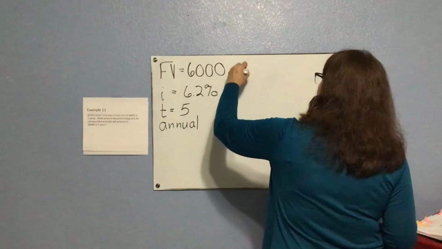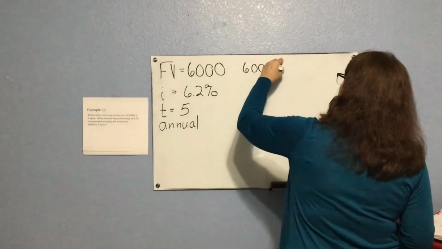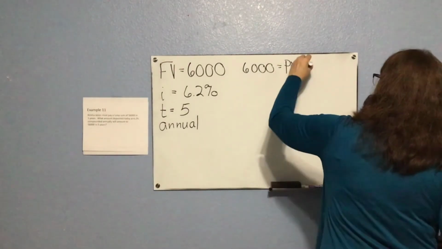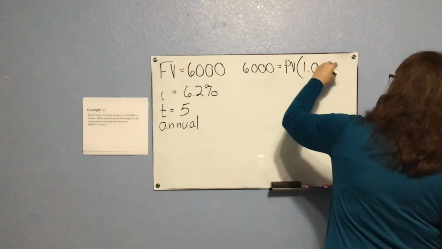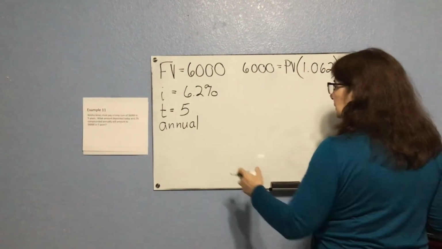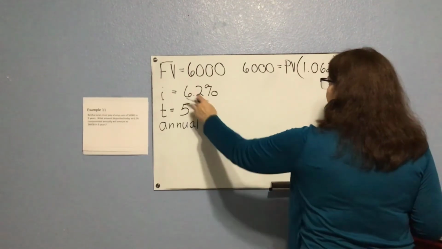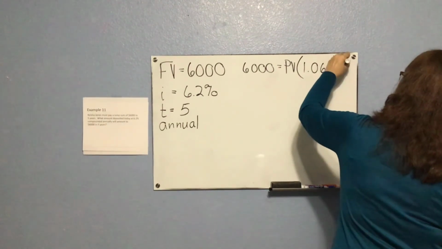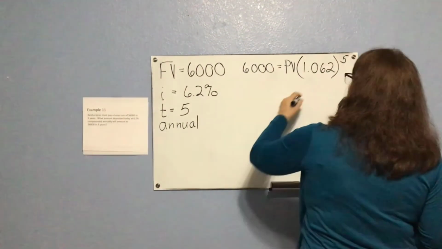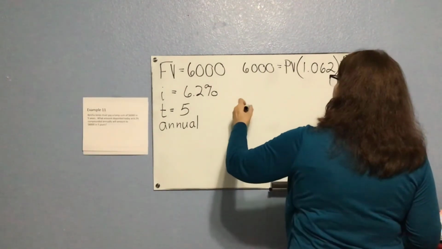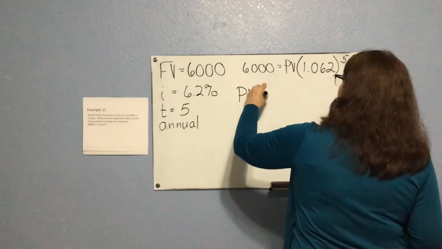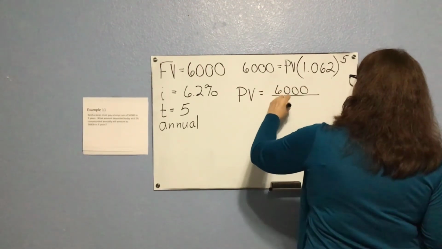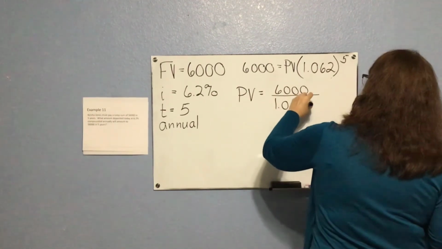Okay, so we're going to have 6,000 is equal to our present value, which we don't know, times 1.062. Since we're using annual compounding, you can just add 1 to this, and we want to know what's going to happen in 5 years. So now we can take all of this and put it over here. So our present value is equal to 6,000 divided by 1.062 to the 5th power.